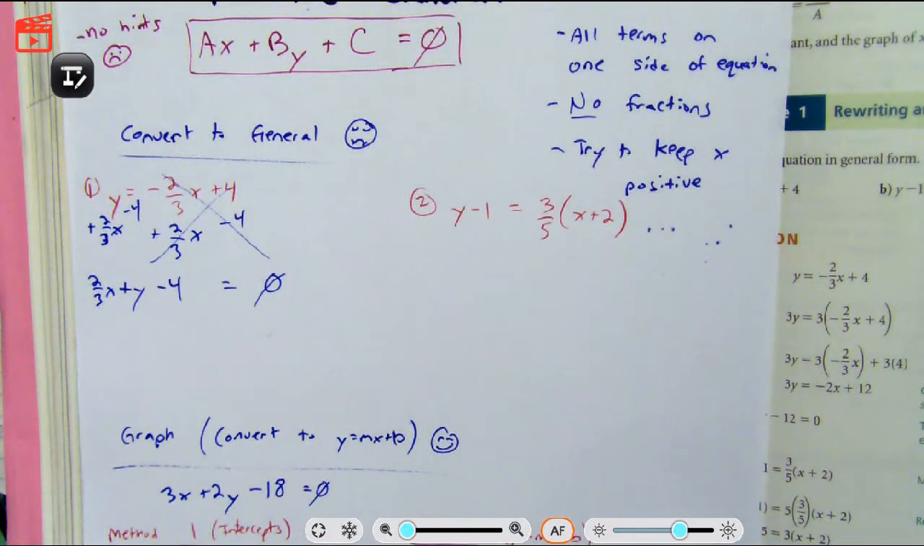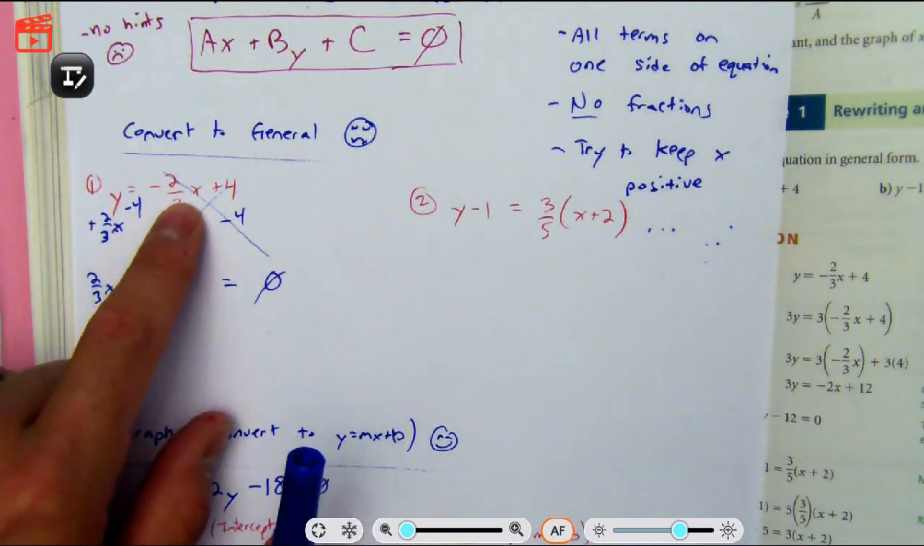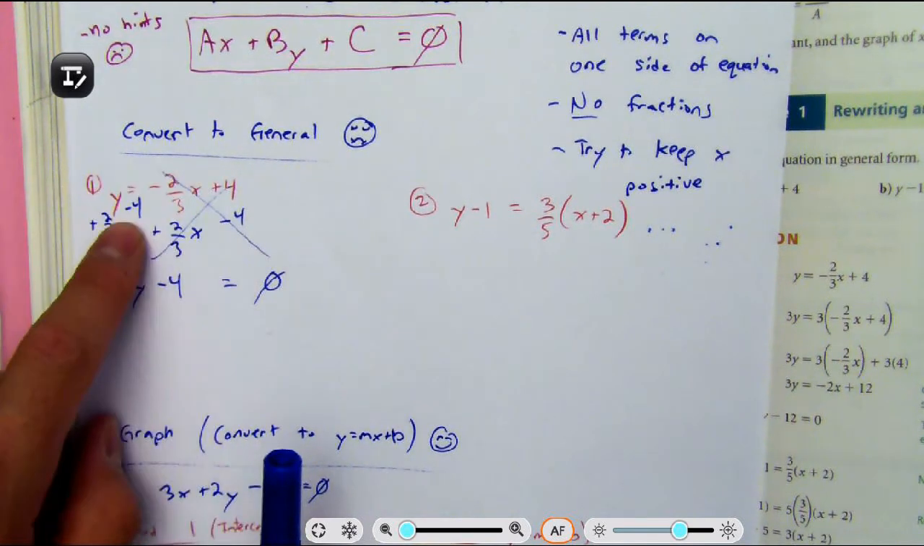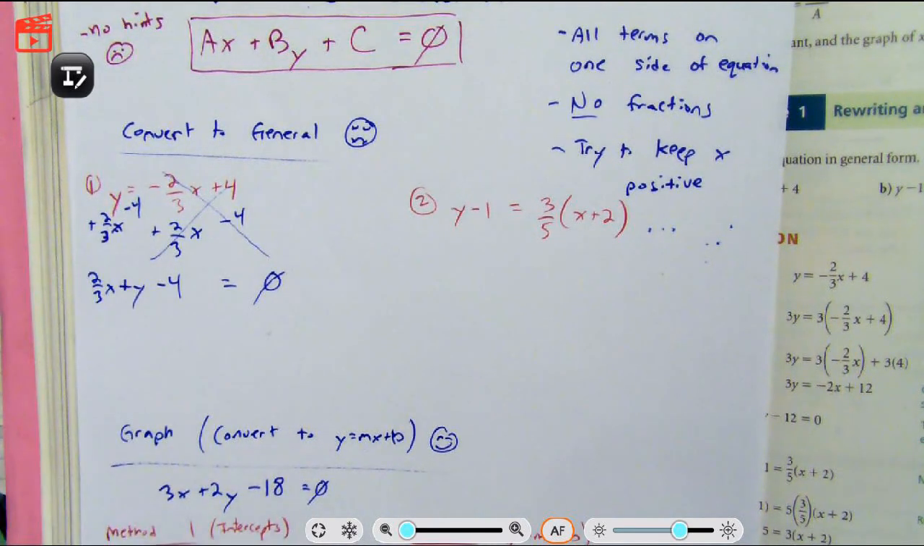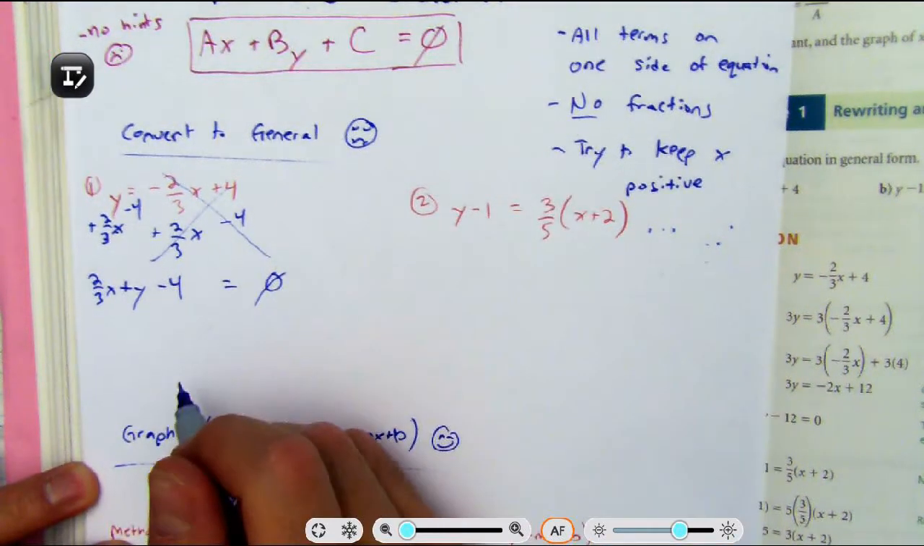So long story short, if you want an easy, not so messy way of doing this, just change the sign. When you move this x over here, it's going to be positive 2 over 3x. And when you move the 4 over there, it's going to be minus 4. The y stays put. So there's your equation almost in general form, but we're not allowed fractions.